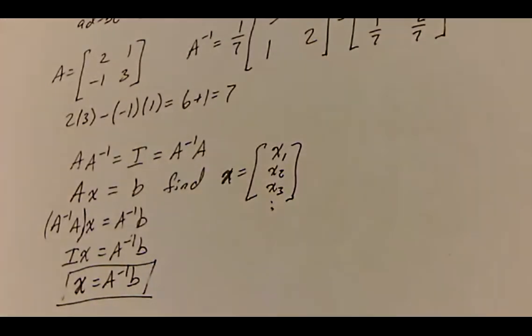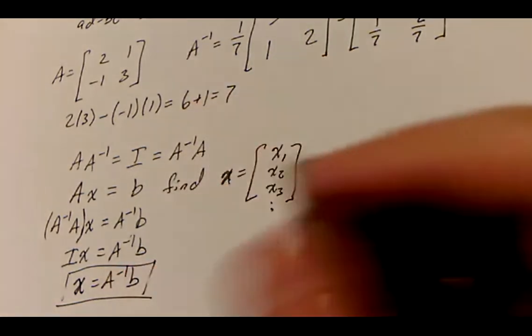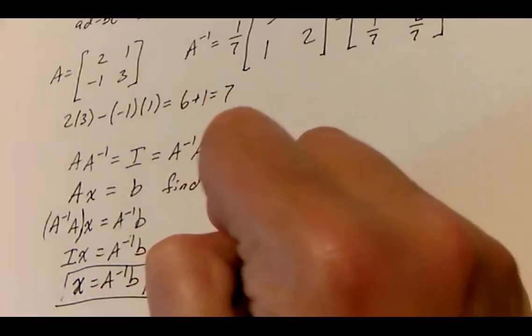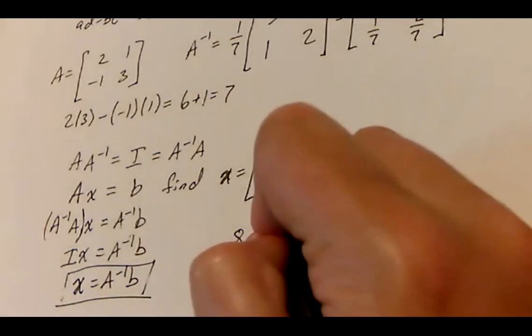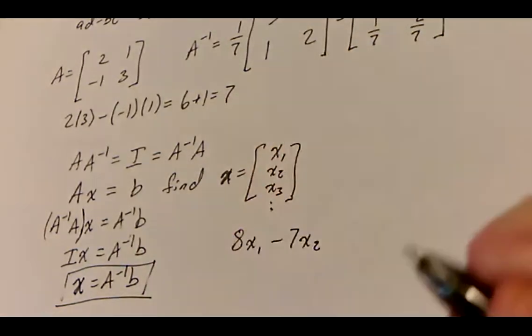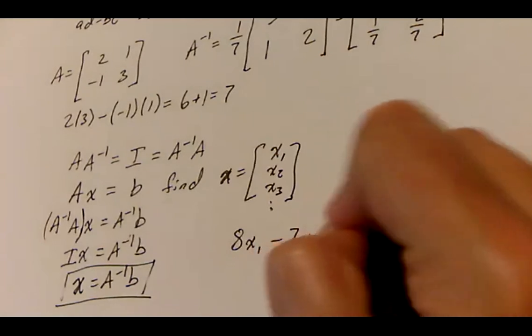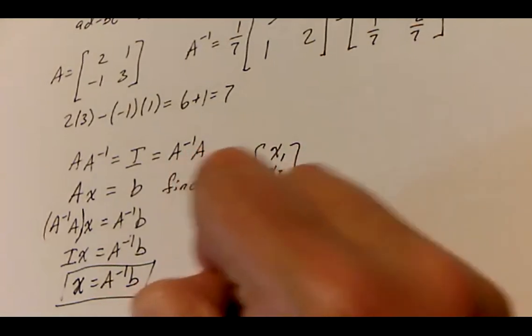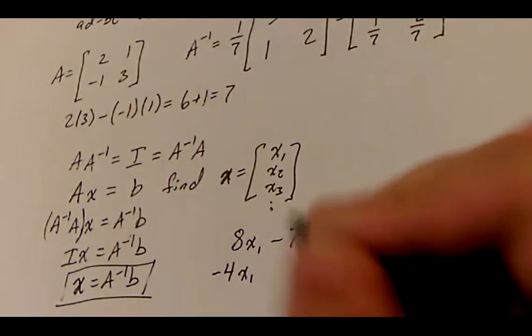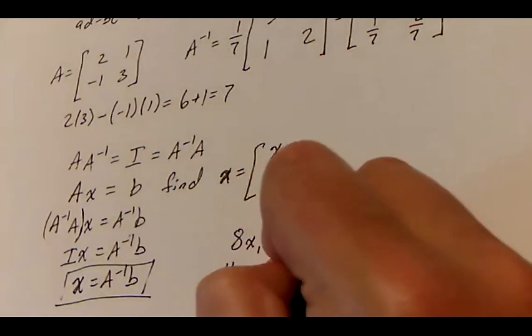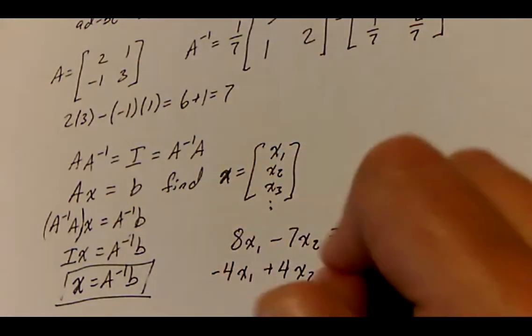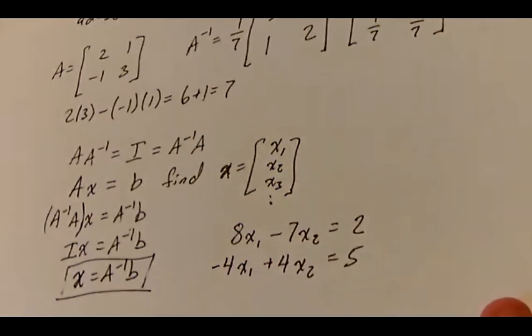Okay, we're always kind of looking for a better mousetrap in this class. We're finding better ways to do things, different ways, so that we have a whole bunch of tools available at our disposal. So let's look at a system here. I have a system that's 8x1 minus 7x2 is equal to 2, and the negative 4x1 plus 4x2 is equal to 5.